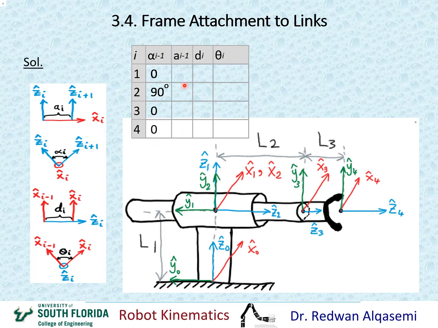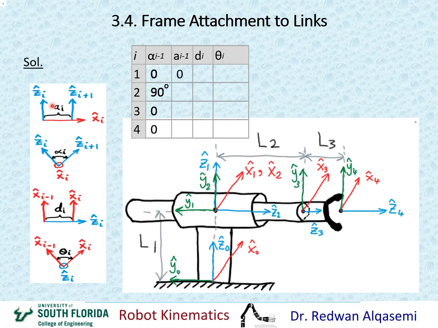Let's go on to the a's. So when i equals 1, I'm looking at a i minus 1, which is a0. This is the chart for a. For a0, I'll be looking at z0 and z1 along x0. This is z0, and this is z1 along x0, which is right here. So obviously the distance between z0 and z1 is 0 along x0. So that means my a0 would be a 0 right here. When i equals 2, I'll be looking at a i minus 1, which is a1.